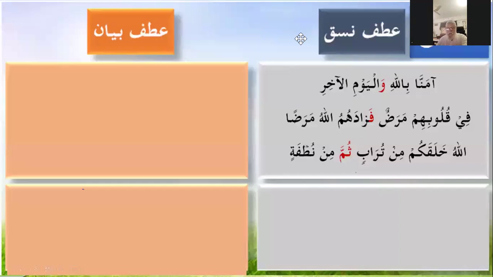Now, the fourth one was atf. Atf is of two types, atfe nasaq and atfe bayan. In atfe nasaq, the example is "amanna billahi wal yawmil akhir". Look, amanna is a fail. Billahi is one word, and the atf is on "al yawmil akhir". Billahi and al yawmil akhir are getting atf. This is called atfe nasaq.